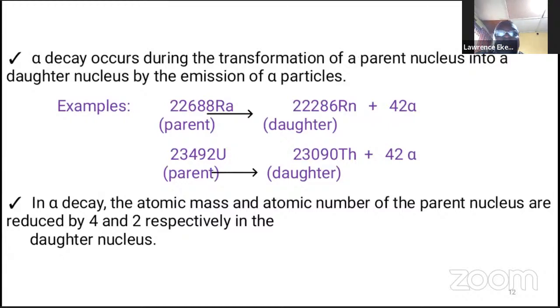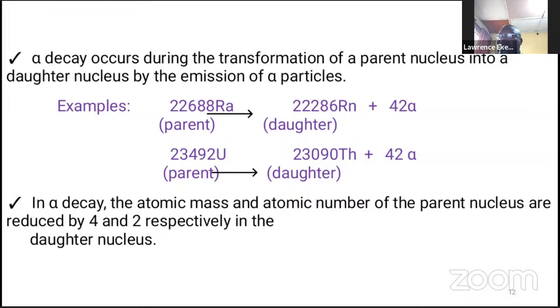When an alpha decay occurs, during the transformation of the parent nucleus into a daughter nucleus, you have examples of that. The parent nucleus will undergo disintegration, as you have seen for uranium and for radium in the equations that you have before you. For radium, the mass number is 226 and the atomic number is 88. By the time it undergoes disintegration, the mass number will now be 222, while the atomic number will be 86, which means it has given out the alpha particle, mass number 4, atomic number 2.